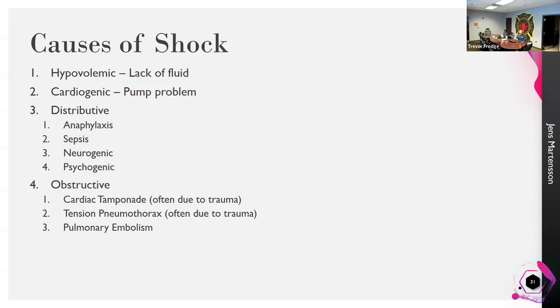And obstructive shock, that's typically due to some type of an obstruction preventing blood circulation from occurring. So a cardiac tamponade, often due to trauma, a tension pneumo, often due to trauma as well, or pulmonary embolism.